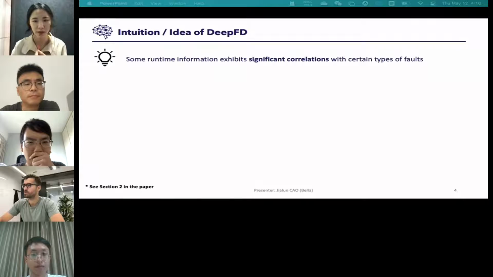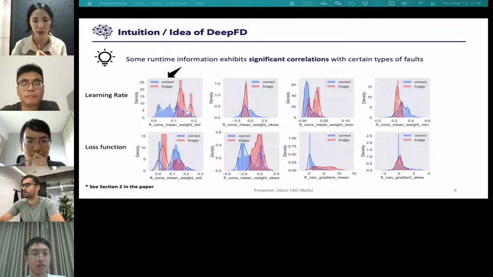The secret of DeepFT is that some runtime information exhibits significant correlations with certain types of faults. For example, the figure shows the distributions of several features when the learning rate and loss function are faulty, painted in red, or not faulty, in blue. We can observe that there are obvious statistical differences when the learning rate and loss function are set appropriately or not. This observation enables us to perform fault diagnosis and localization as a learning problem while leveraging the relevant stochastic runtime information of a buggy DL program.